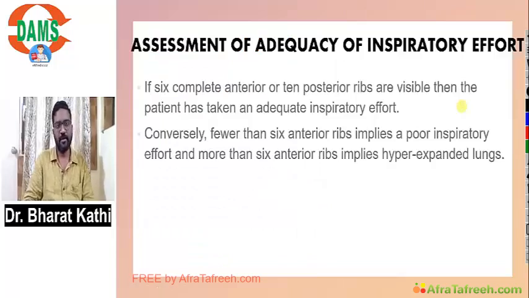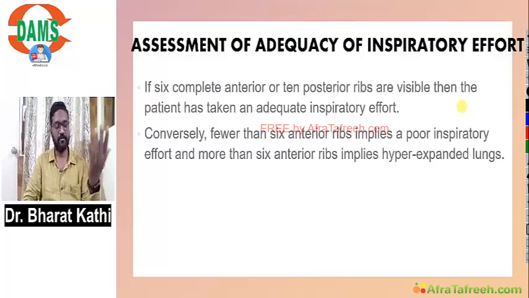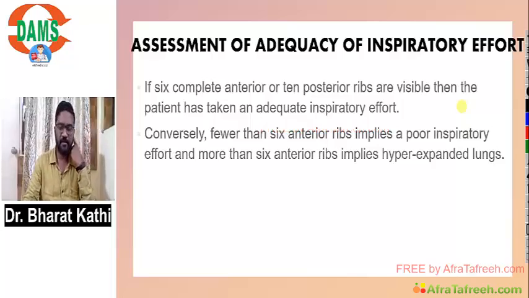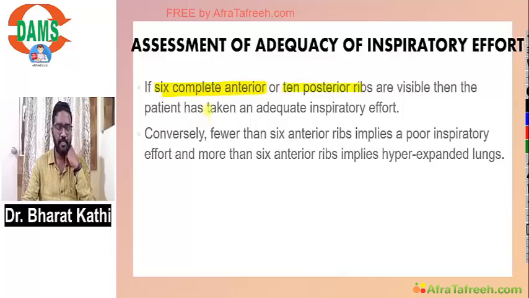Then coming to adequacy of inspiratory effort. One very important thing, you have to see whether the film is an inspiratory film or not. Sometimes if it is not inspiratory, you will miss some abnormalities. So when do you call it an inspiratory film? If 6 complete anterior or 10 posterior ribs are visible, then the patient has taken adequate inspiratory effort.